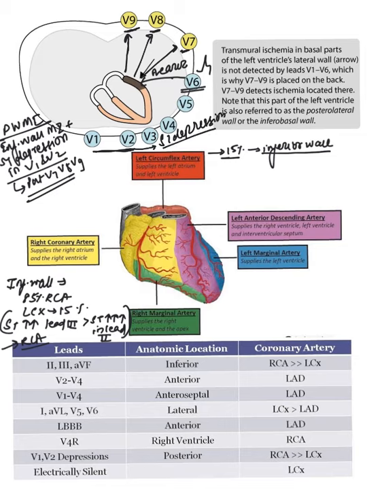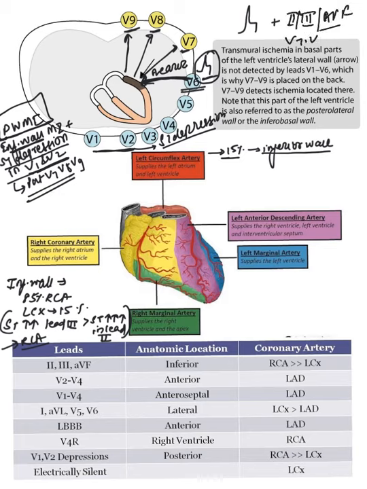So posterior wall MI should be suspected whenever inferior wall MI is associated with ST depression in V1 and V2, and if there is ST elevation in V6, because V6 is nearest to the posterior wall. So if there is ST elevation in V6 plus ST elevation in 2, 3, aVF, then we should suspect posterior wall MI, and in that case we should put V7, V8 and V9 to look for ST elevation in these leads to confirm our posterior wall myocardial infarction.